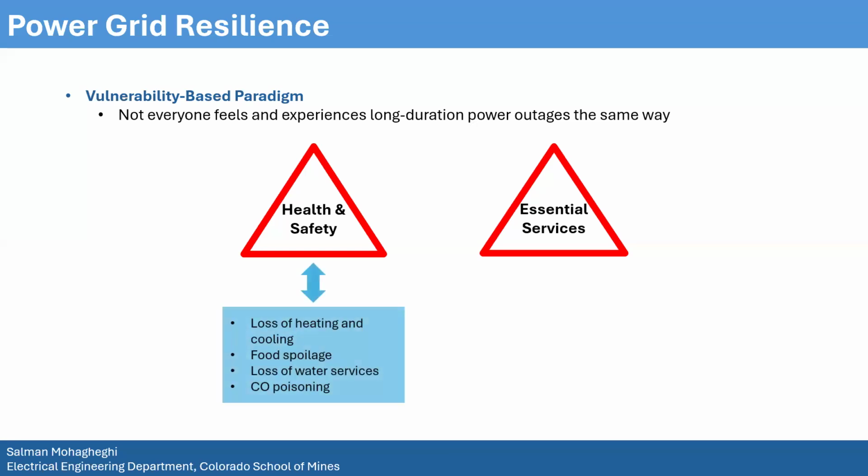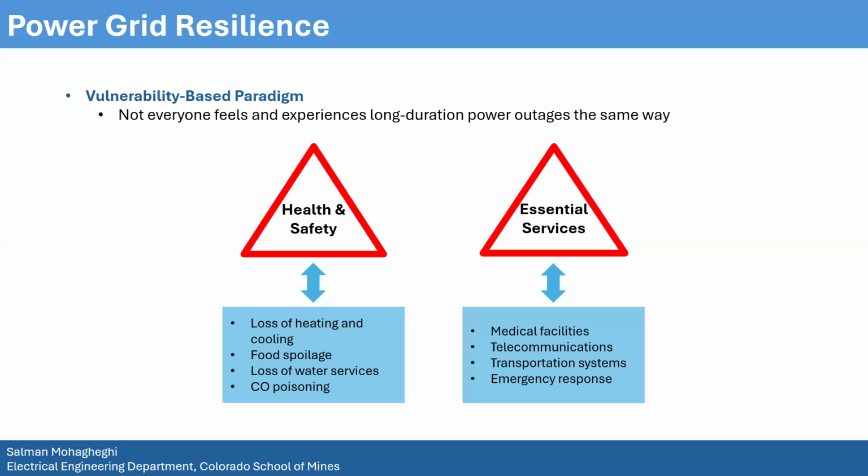Health and safety could be, for example, loss of heating and cooling, which could result in excess indoor temperatures, loss of food, loss of water services, or carbon monoxide poisoning due to inappropriate usage of diesel generators in indoor spaces. Failure of essential services could result in, for example, loss of access to medical facilities, to communication networks, transportation systems, or any other emergency response system. And the understanding is that different groups, different communities have various levels of adaptability and capacity when it comes to dealing with the consequences of these power outages.